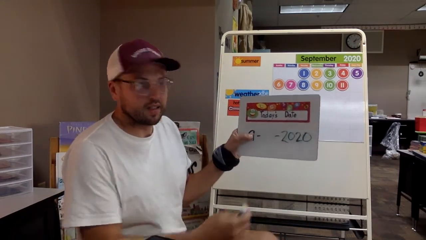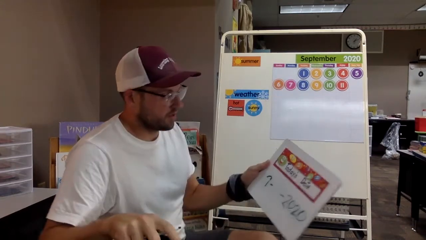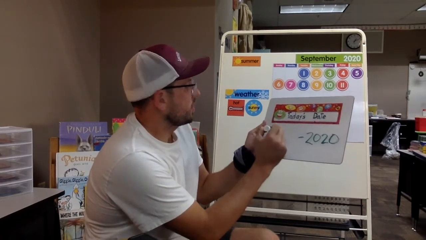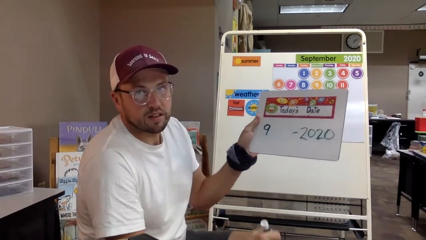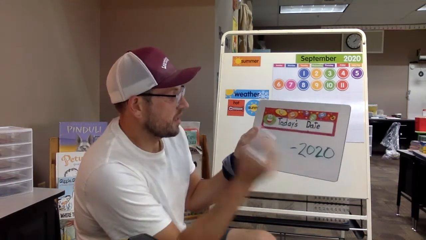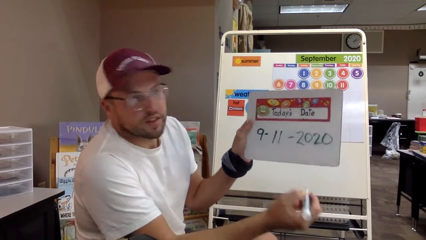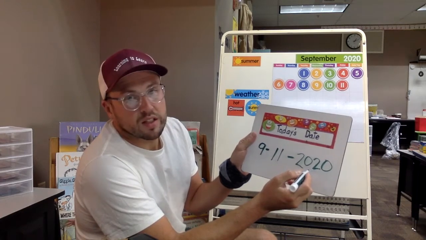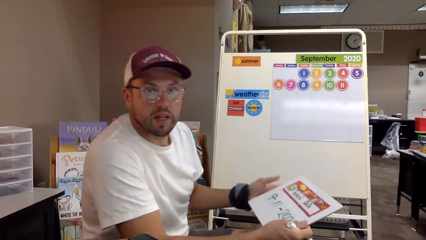And we're going to write that right here on our little whiteboard so that we can practice what it looks like to write the date. So September is what you put first when you're writing the date, and we write the number 9 to represent the ninth month of the year. Okay? And we just decided today is the 11th day of the month. And it is 2020, which is the year. So 9/11/2020. That's the date that we're going to be writing on our paper today.